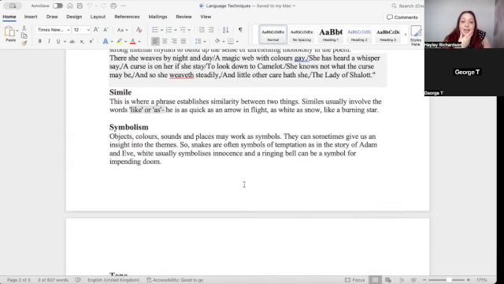Symbolism. Objects, colours, sounds, and places may work as symbols. They can sometimes give us an insight into the themes. So snakes are often symbols of temptation, as in the story of Adam and Eve. White usually symbolises innocence, and a ringing bell can be a symbol for impending doom.